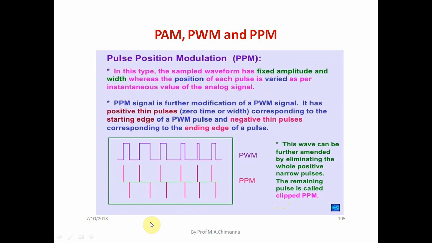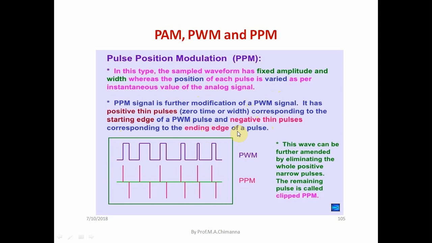In pulse position modulation, the sample waveform has fixed amplitude. Here is the fixed amplitude and width, whereas the position of each pulse varies as per the instantaneous value of the analog signal. And the pulse position modulation signal is a further modification of the PWM signal, and it has positive thin pulses corresponding to the starting edge of the PWM pulses and negative thin pulses corresponding to the ending edge of the pulses.